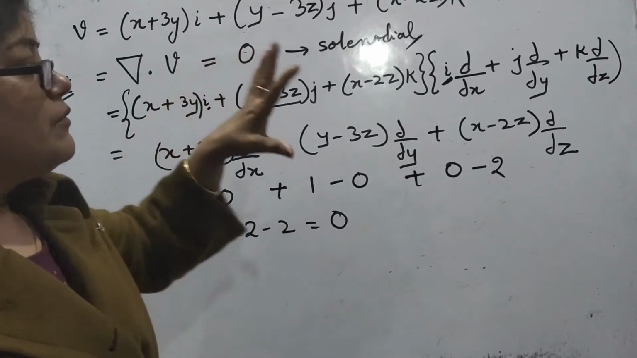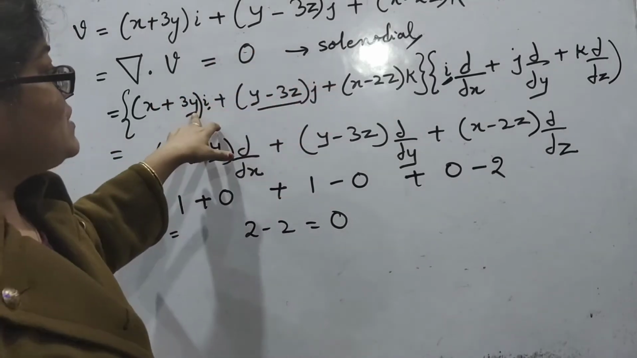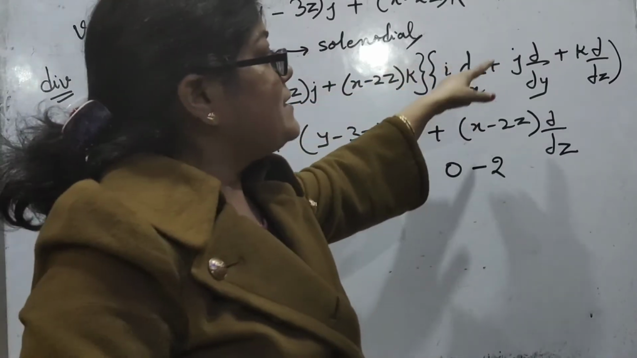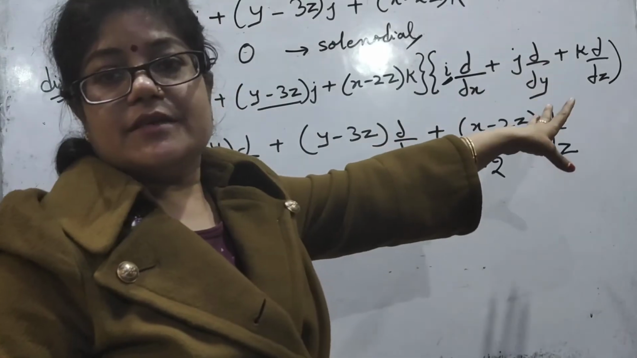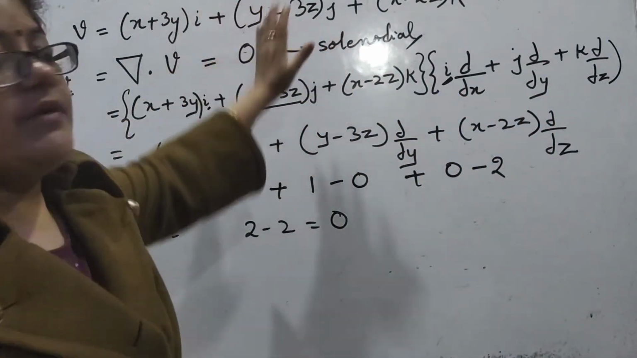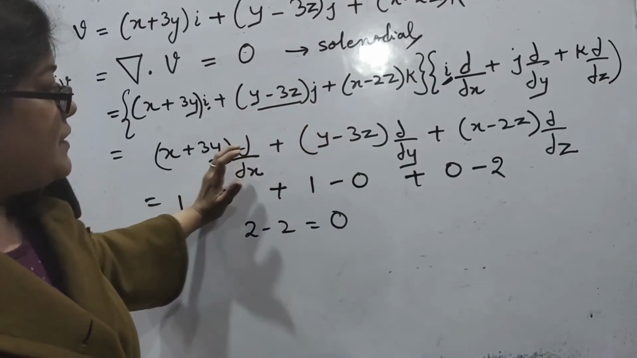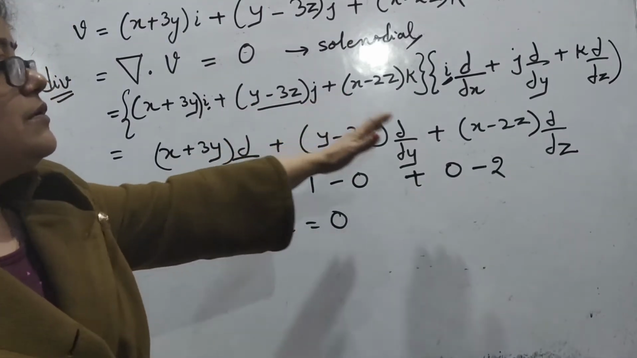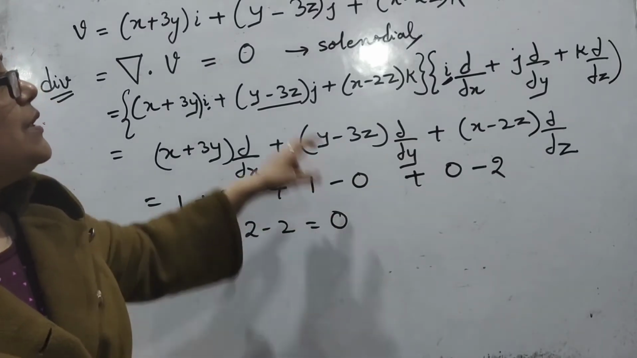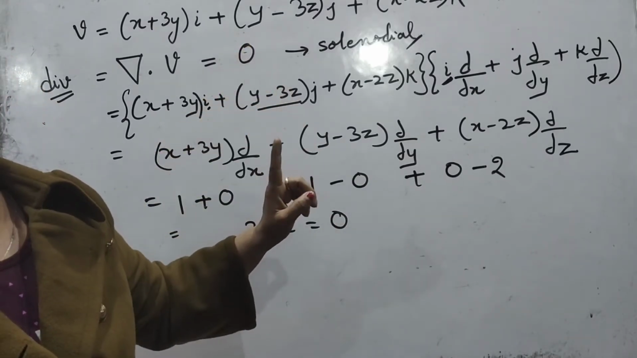One thing more, remember again, you just multiply the given vector with i d/dx, j d/dy, k d/dz. In the first step you remove i, j, k from the given vector. After that you just differentiate the given elements and you will get the answer. If the answer is 0, then the given vector is solenoidal.